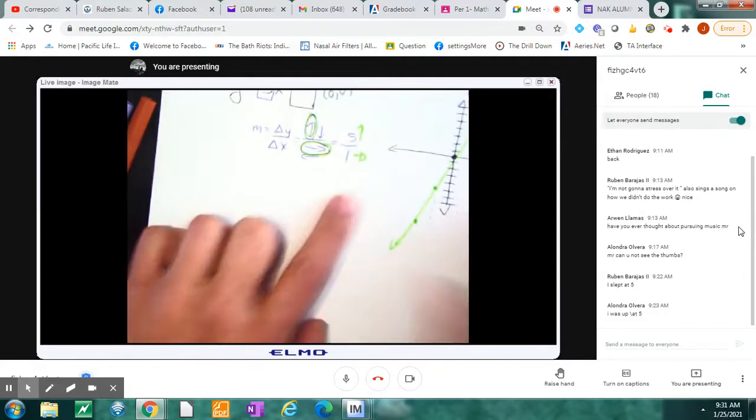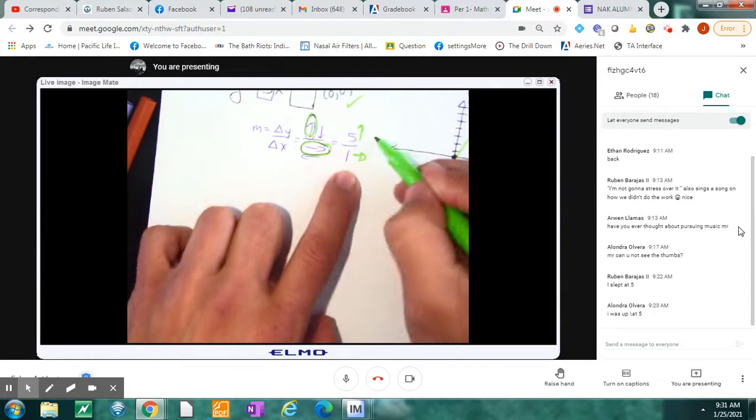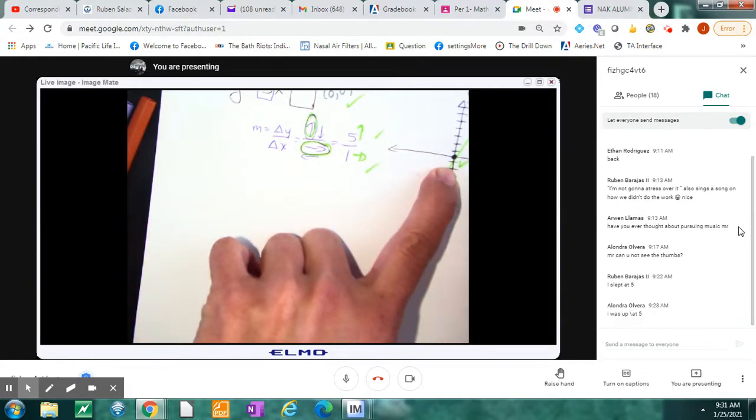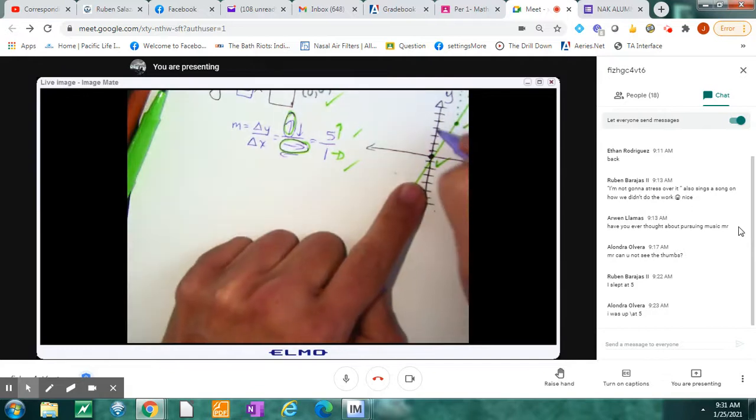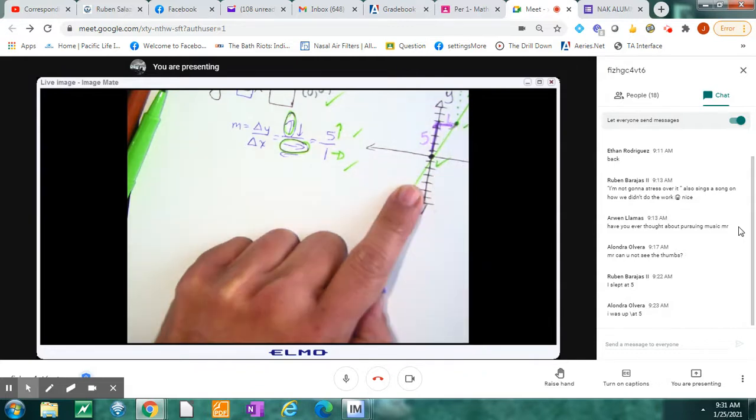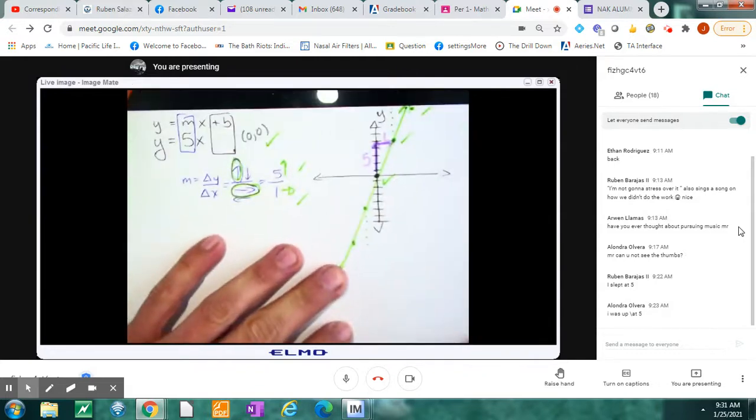And that's your graph. If you got it right, put check, check, check: your starting point, and then 5, 1. So again, we're going to fill it in. 5 up and then 1 to the right. And there's your answer, 5 over 1.